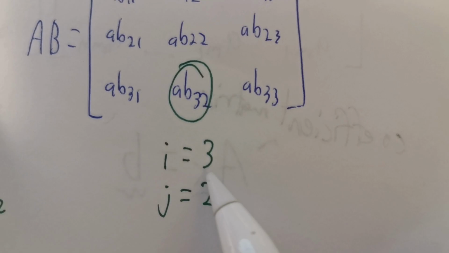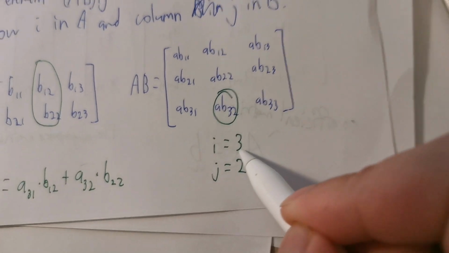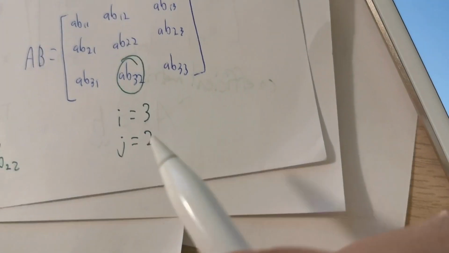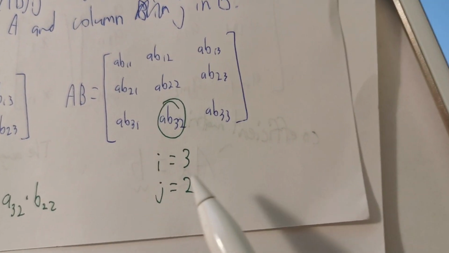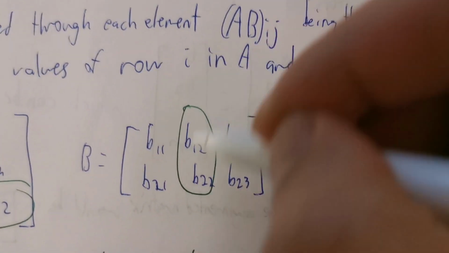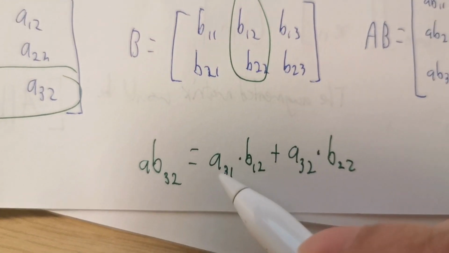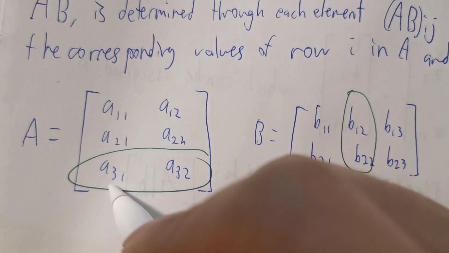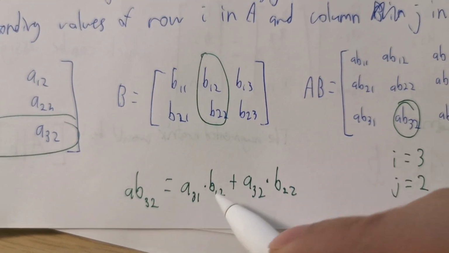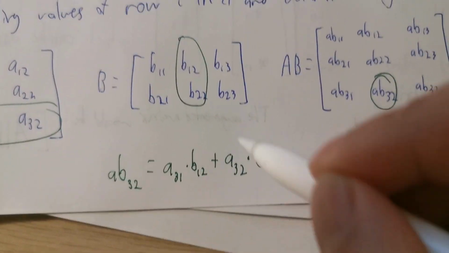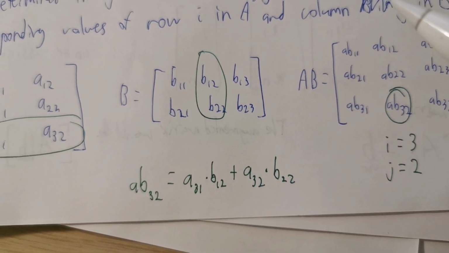Because i is 3, j is 2. So since i is 3, you want to go to row 3 of A. This is row 3 of A. And since j is 2, you want to go to column 2 of B. So this is column 2. And you take those and add them together. So this is equal to A31 multiplied by B12 plus A32 multiplied by B22.